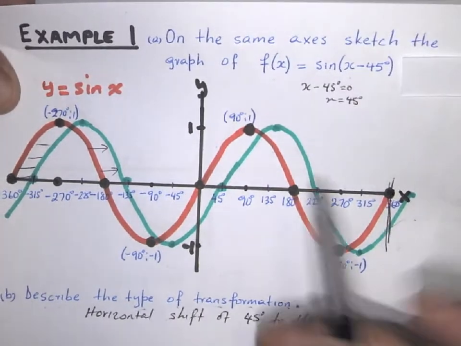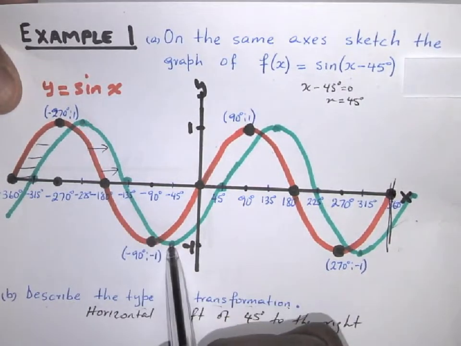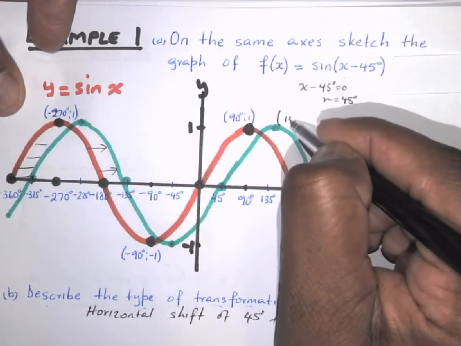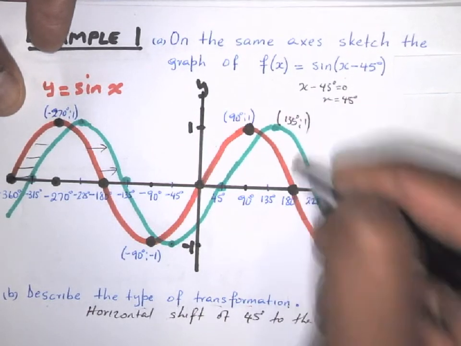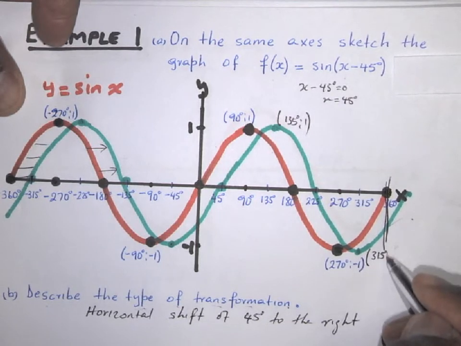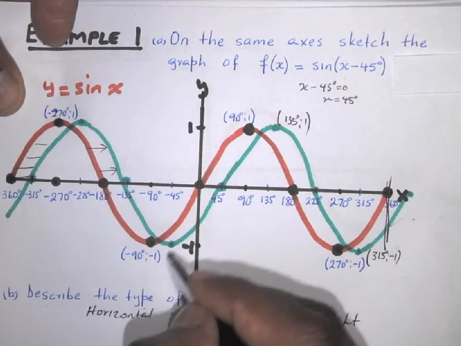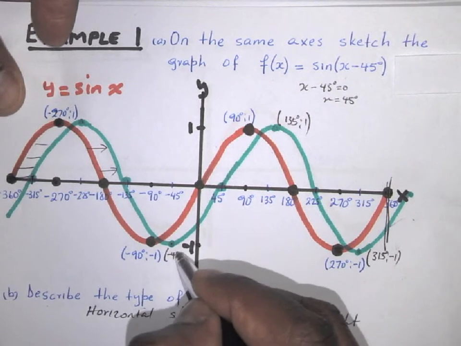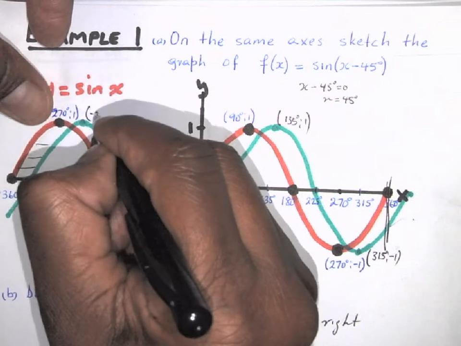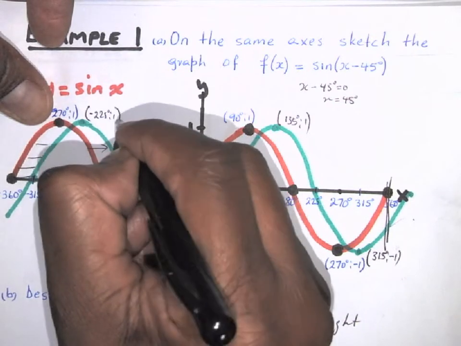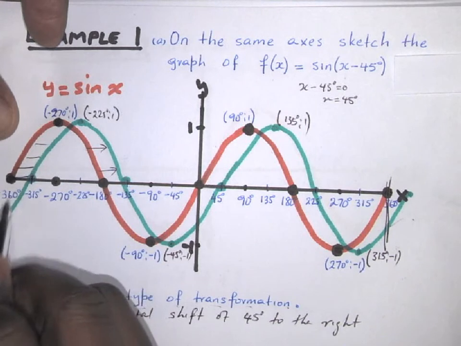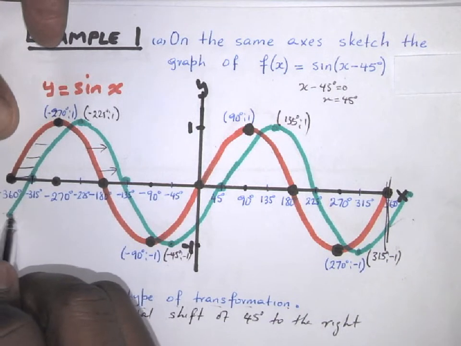Now remember that you always still need to work out the points here and give the coordinates. So the coordinate here will be 135 degrees, 1. The coordinates here now will be 315 degrees, minus 1. This one will be minus 45 degrees, minus 1. And this one over here will be minus 225 degrees, 1. So this one here will be minus 360 degrees, something. You'll have to solve it.